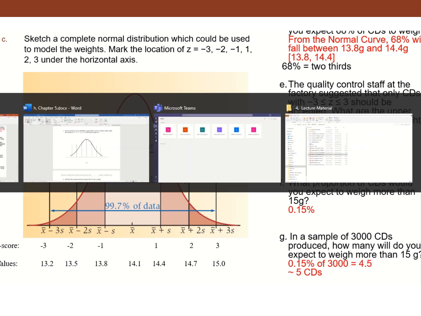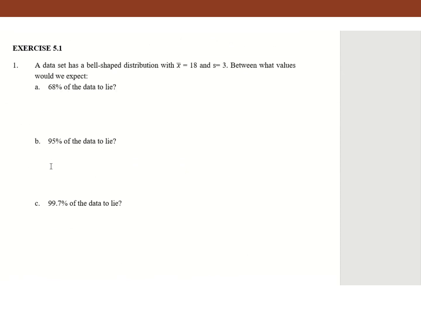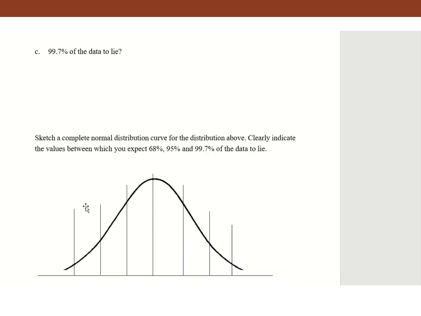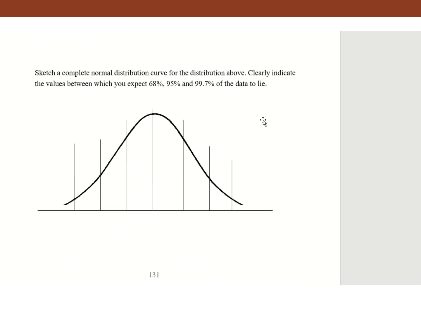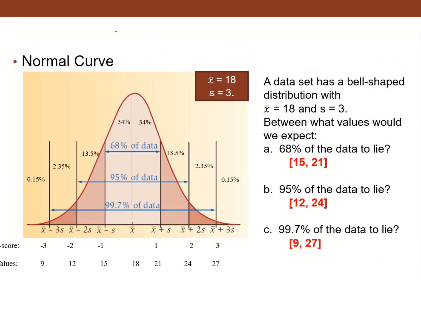Okay, so now we'll go through exercise 5.1. I'll go through the ones that are quite direct quickly. A data set is bell-shaped. They're giving you the mean and standard deviation. Between what values would you expect 68, 95 and 99.7% to lie? If I were you, before you do A, B, C, you better draw the curve first. Fill up the curve, fill up all the values, then you would be able to answer. See, if you fill up all the values here, you'll be able to see directly which is what to what.